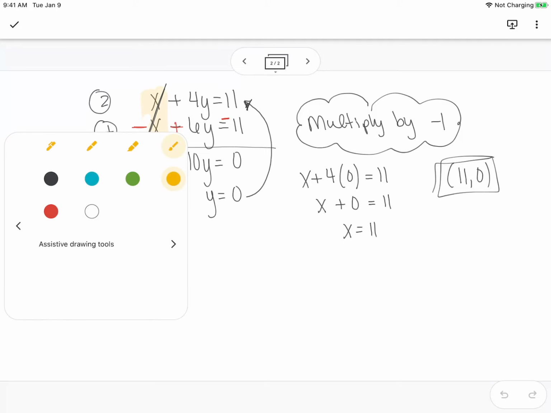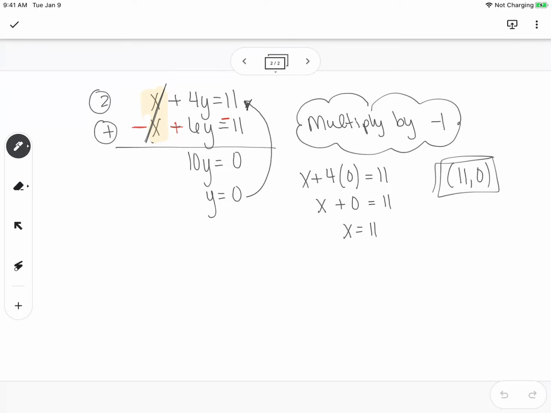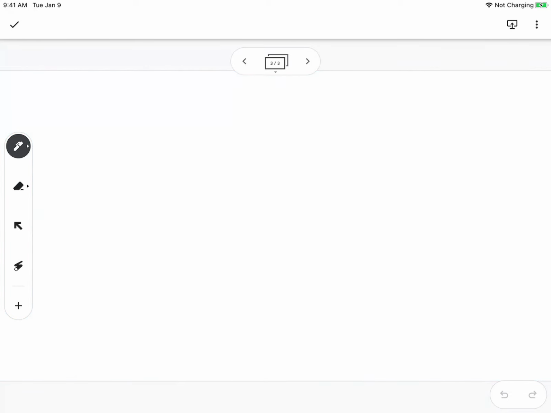Let's take a look at another example where I have to do a little more work to make my opposites. For example, we have 2x plus 3y equals 6, x plus 2y equals 5. So again, they're both in standard form. My x's are on top of each other, my y's are on top of each other. It is looking pretty good. However, I don't have opposites. I have a 2x and an x, and I have a 3y and a 2y.